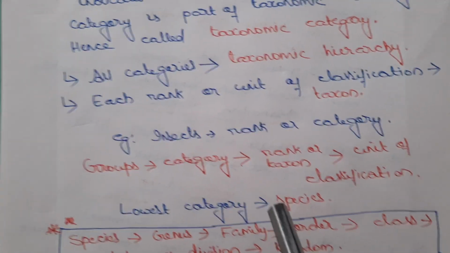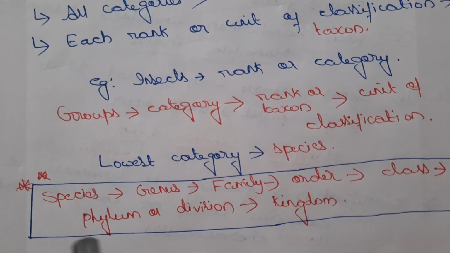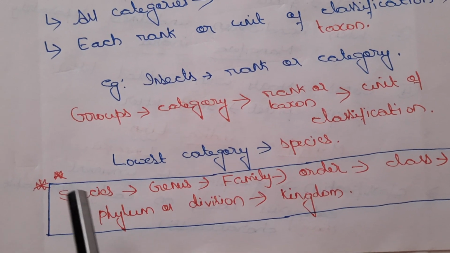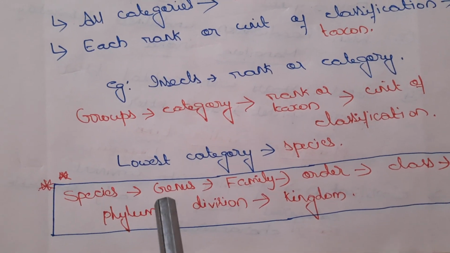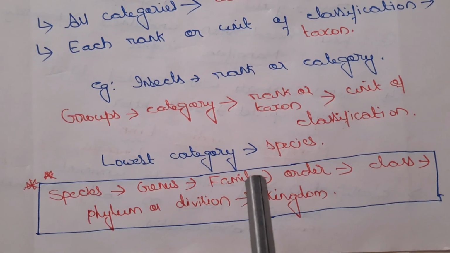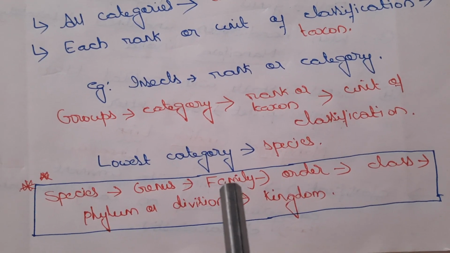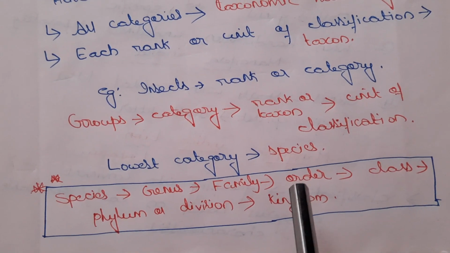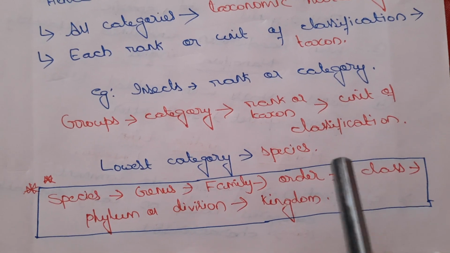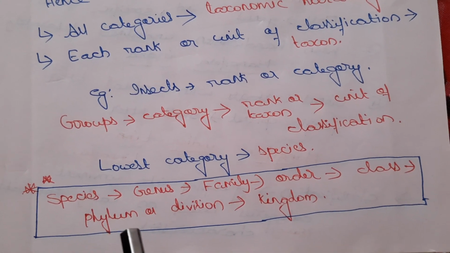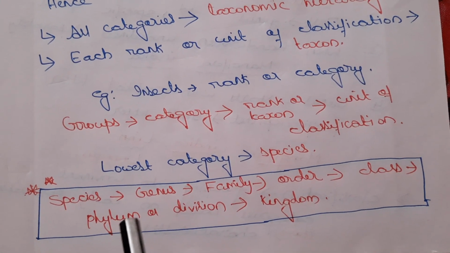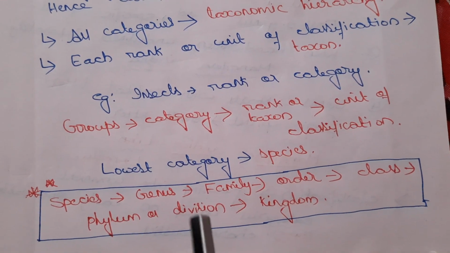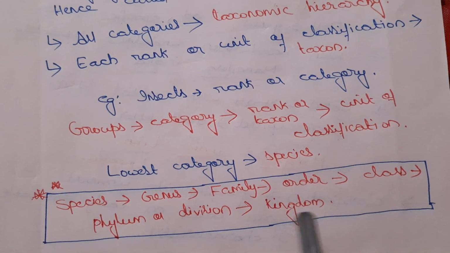Now let's see how we are going to categorize. We will categorize organisms with similar characteristics into a species. Different species will form a genus. Different genera will form a family. The families together will form an order. Different orders will produce a class. Different classes will produce a phylum or division. In case of animals, we call it phylum. In case of plants, we call it division. Different phyla will form a kingdom.